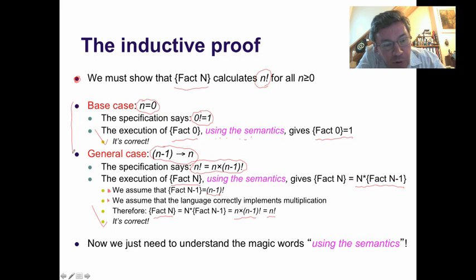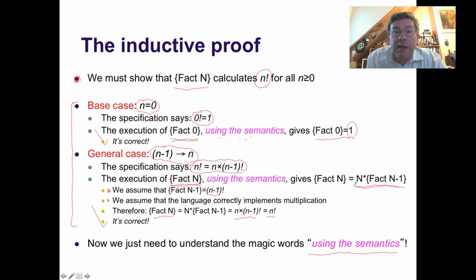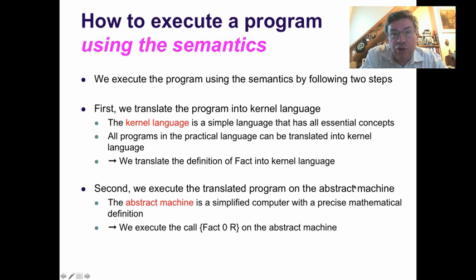Now this is our proof. We have just now to show one piece, the violet. What does it mean exactly to use the semantics? How can we show that factorial 0 gives 1 using semantics? How can we show that factorial n gives n times n minus 1 factorial using the semantics? So that's what we're going to do now. We're going to show how to execute a program using the semantics.